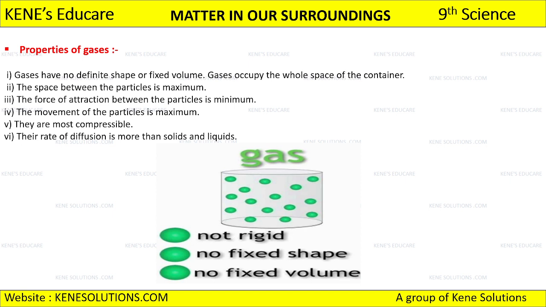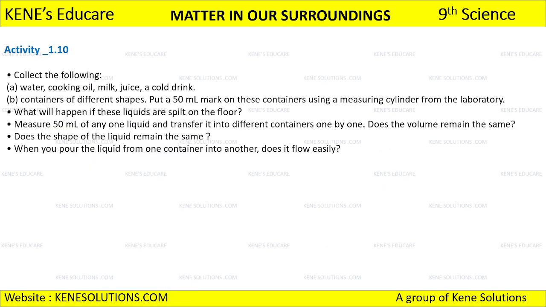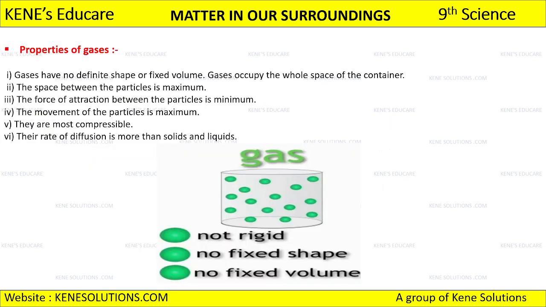Because they are compressible, we have oxygen cylinders, LPG, CNG and so on. Because gases are highly compressible, we are able to compress them into cylinders. And lastly, their rate of diffusion is more than solids and liquids. I want you all to write the properties of gas along with the particle diagram that they have shown over here.